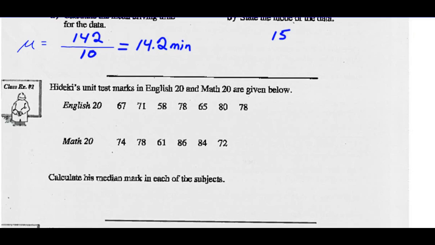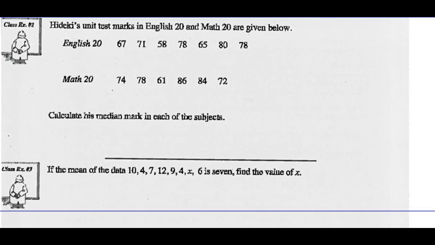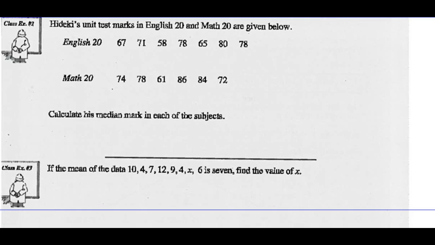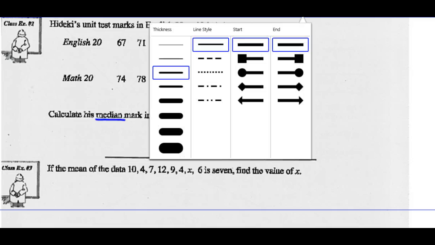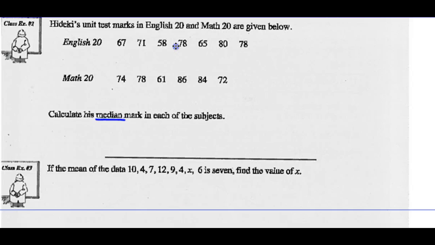Hideki's unit test marks in English 20 and Math 20 are given below. Calculate his median mark on these subjects. So step 1, if you go back and read your definition of median, you have to rearrange these into an order, either ascending or descending, so either largest to smallest or smallest to largest. So for English, let's go smallest to largest.